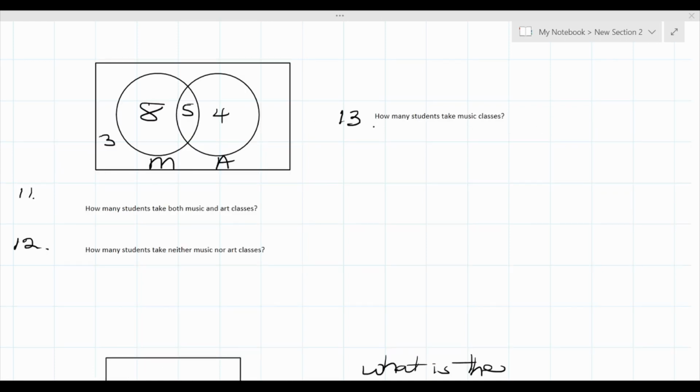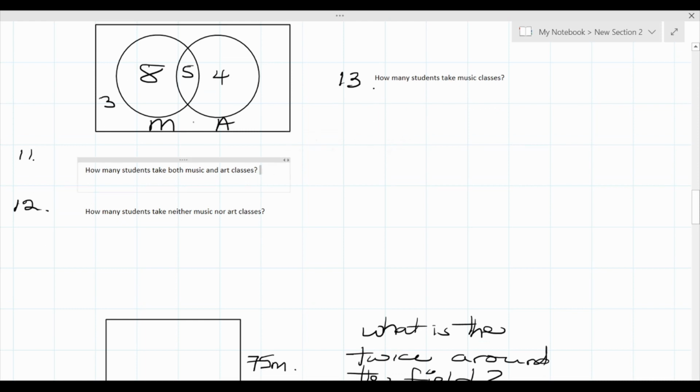So we have a Venn diagram here. It says use the Venn diagram to answer questions 11 to 13. It shows the number of students in a class who take music and art. So here we have music, we have art, and the number of students. So 11, how many students take both music and art? We're looking for the area of overlap, or the intersection. And in this case, the intersection is 5. So we could say 5 students take both music and art.